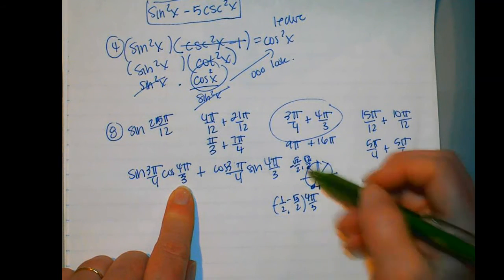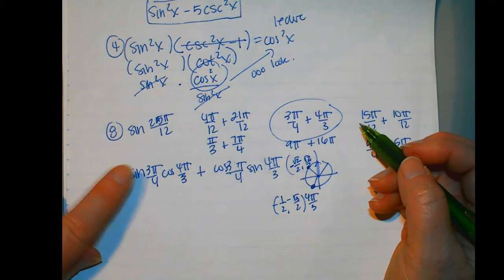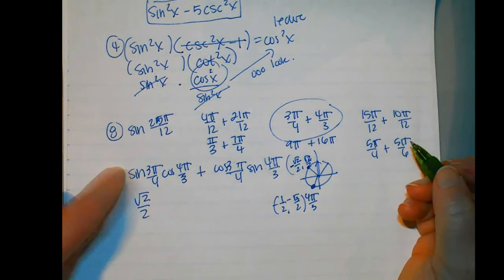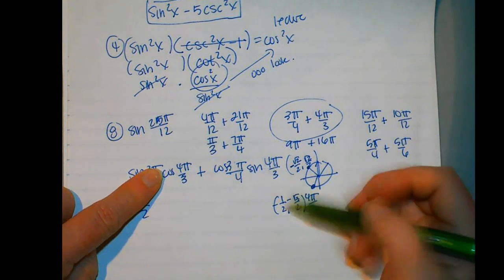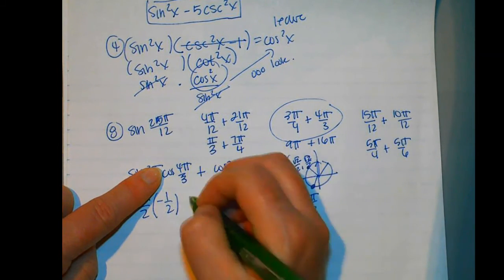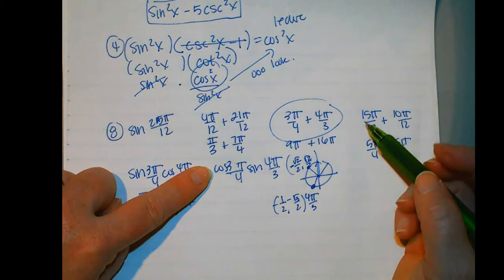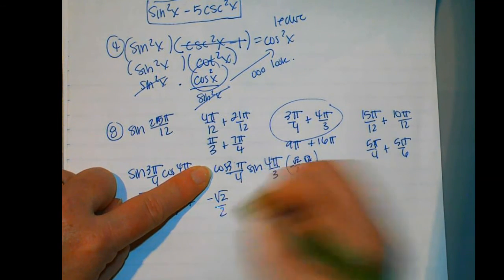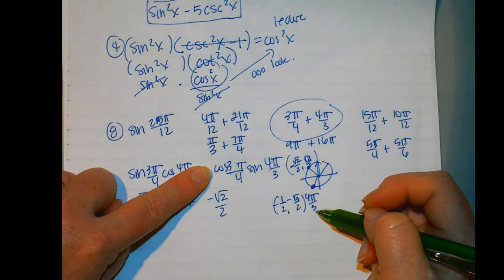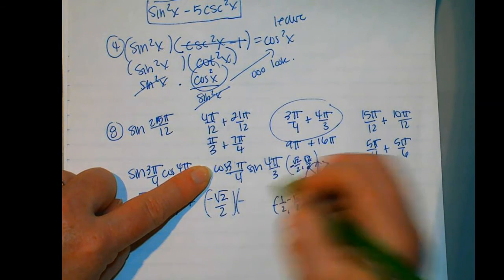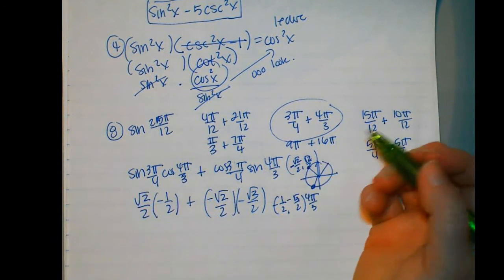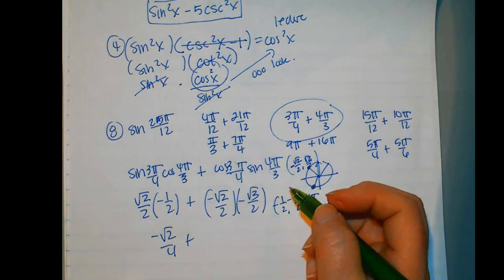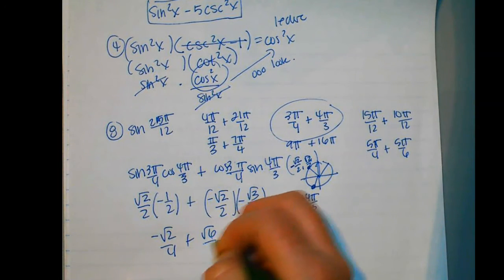And then once you have those points down, you just go collect your stuff. Sine of this one is positive. Cosine of this one is negative. Plus. Cosine of 3 pi over 4, this one, is negative. Sine of this guy is negative. Multiply it out. Negative square root of 2 over 4 plus, and that's still plus, square root of 6 over 4.